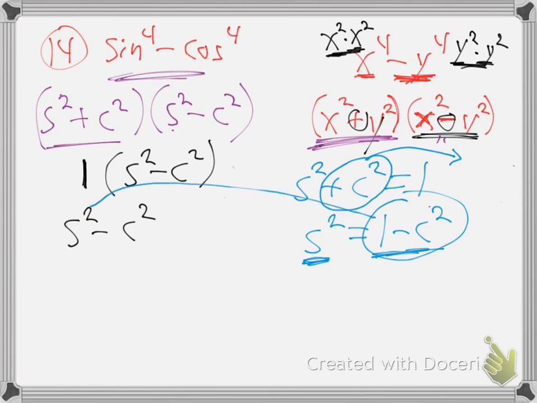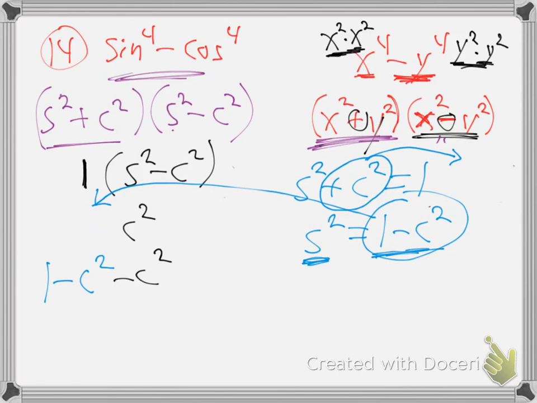So that means come over here, right there. Sine squared becomes 1 minus cosine squared minus the other cosine squared. Did you see that trick? Am I going too quick there?